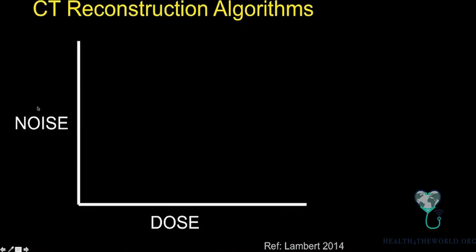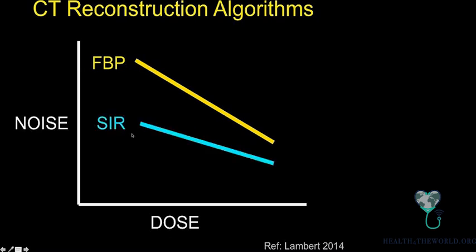So these reconstruction algorithms, what do they do? They reduce noise. With filtered back projection at higher dose, you'll have less noise, and a better reconstruction algorithm at any given dose has lower noise. And so model-based is the best.